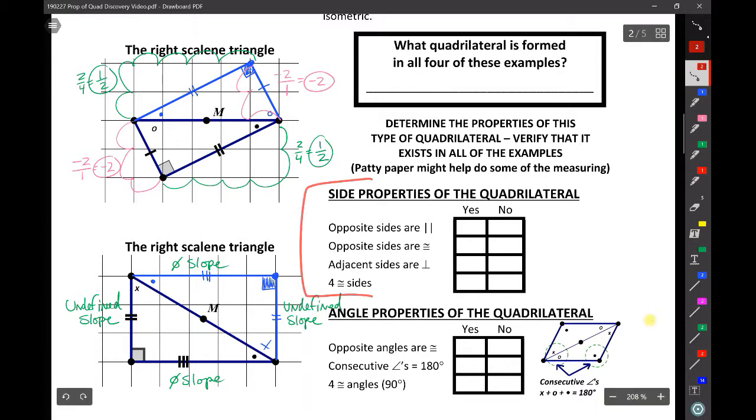Okay, so side properties. Now you know how to figure this stuff out right here. So I'll pause this and ask you this question about the side properties. You guys talk about it with your shoulder partner or your small group, and then we'll come back and see how you did on side properties.